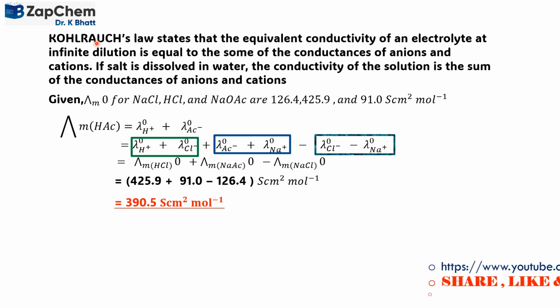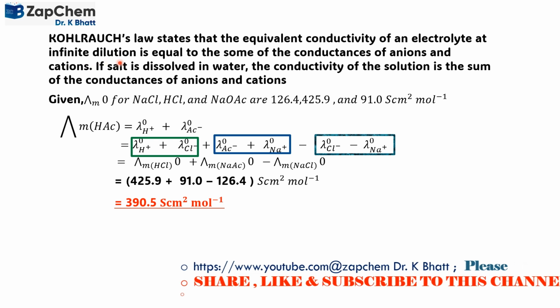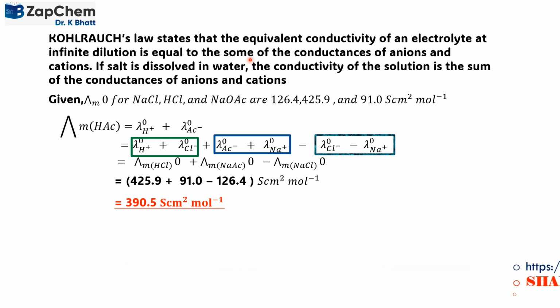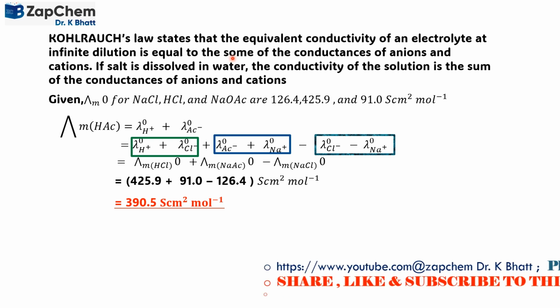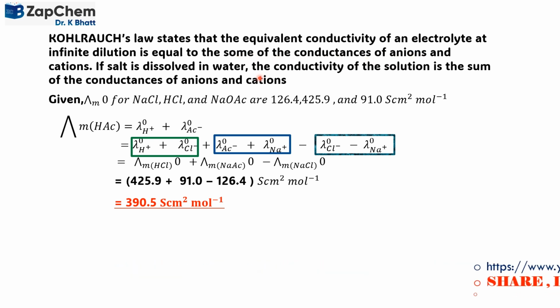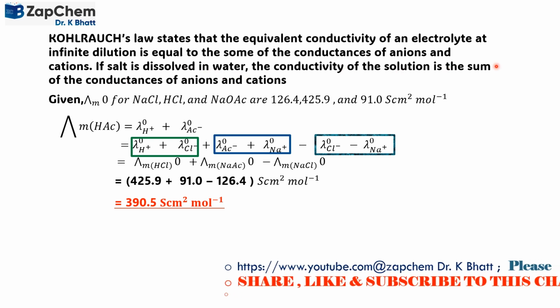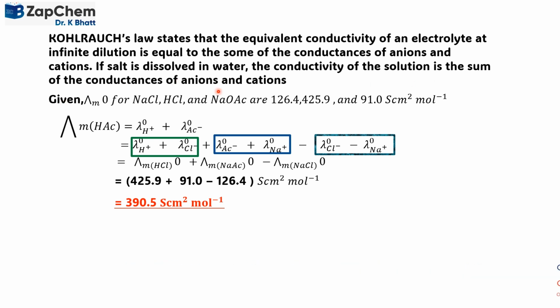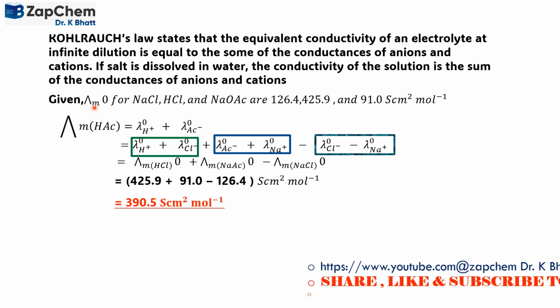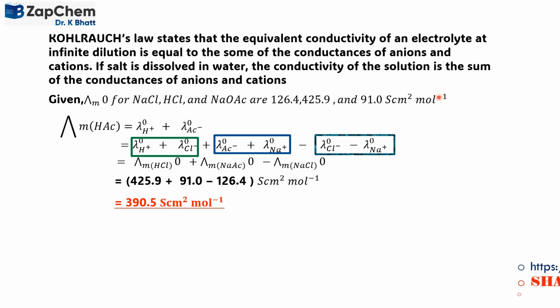Kohlrausch law. According to Kohlrausch law, the equivalent conductivity of an electrolyte at infinite dilution, that is zero concentration, is equal to the sum. Of course, it's wrongly typed here. It should be SUM, that is addition, sum of the conductance of anions and cations. If salt is dissolved in water, the conductivity of the solution is the sum of the conductance of the anions and the cations. And these lambda m, the conductance at infinite dilution or zero concentration, is given here.